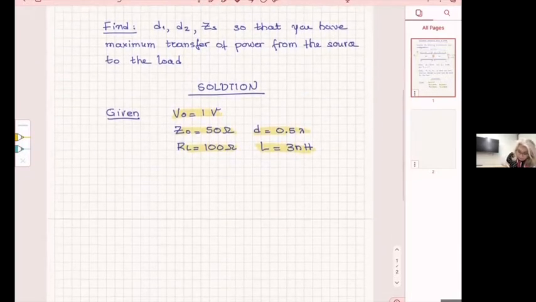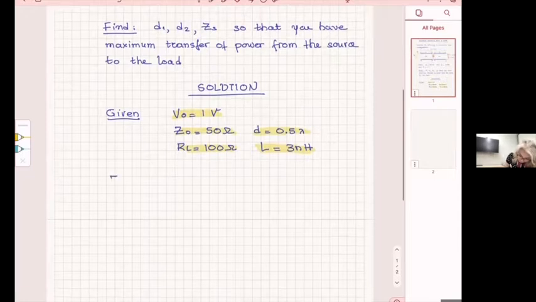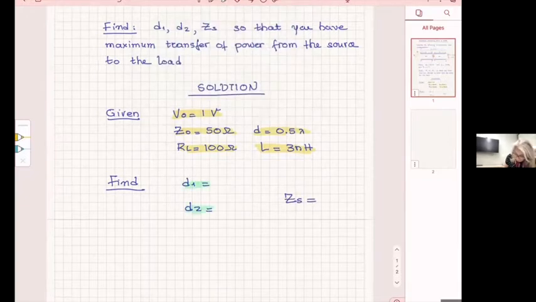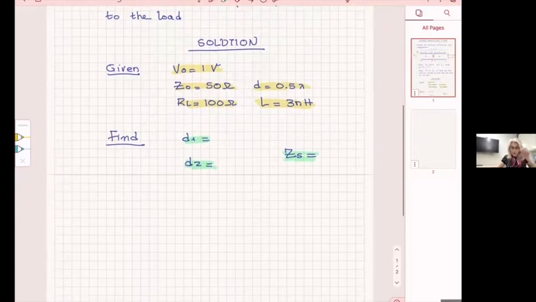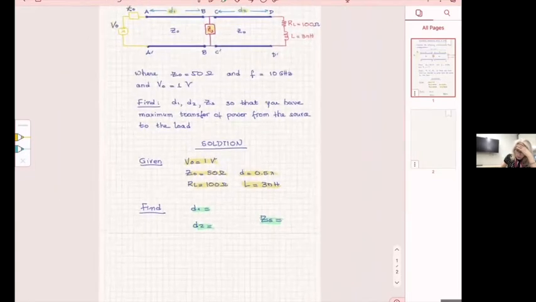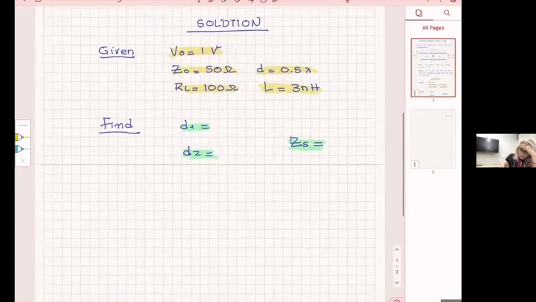Okay, and then find D1, D2, and ZS. That's what we have to find here. And then what I said we have to do is to outline the solution. So we need to write an outline of the solution.